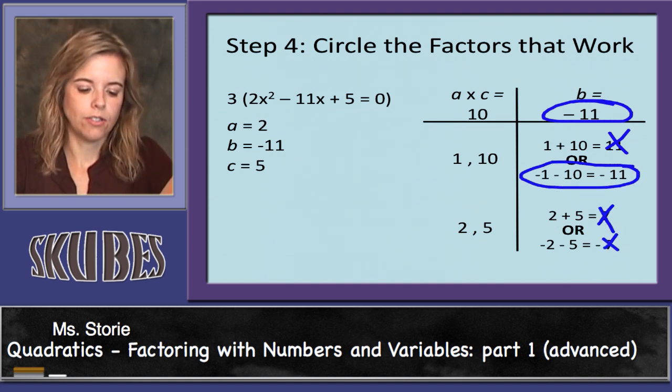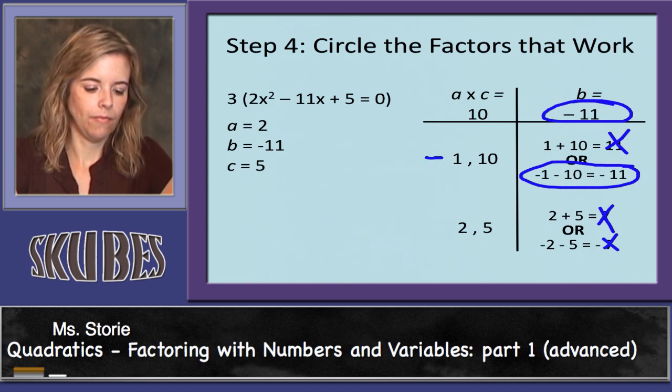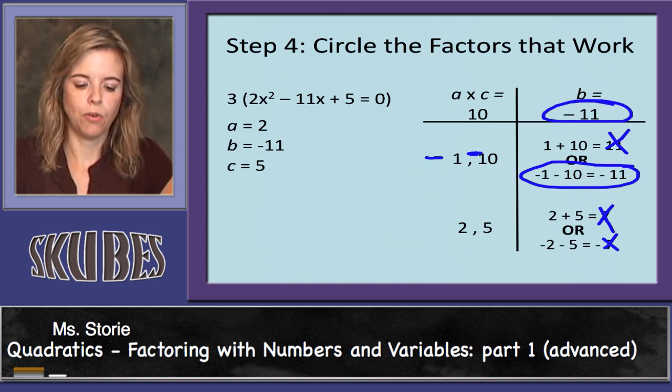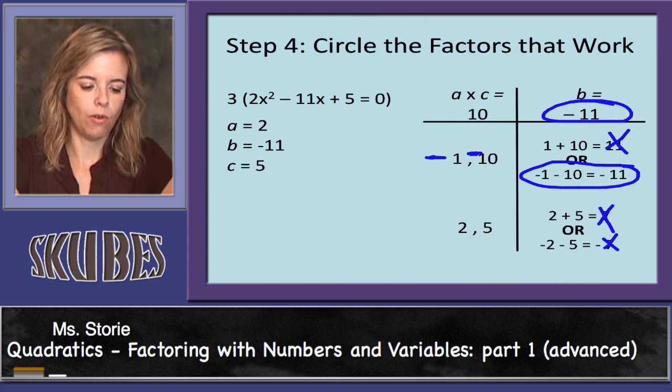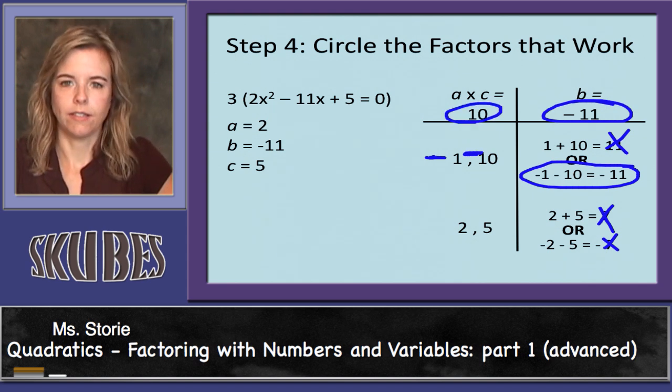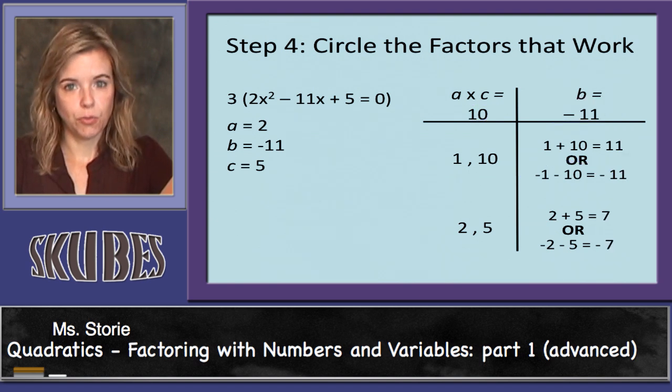So it turns out that our factors of negative 1 and negative 10 both created negative 11, and negative 1 times negative 10 created a positive 10. That's the first part of it.